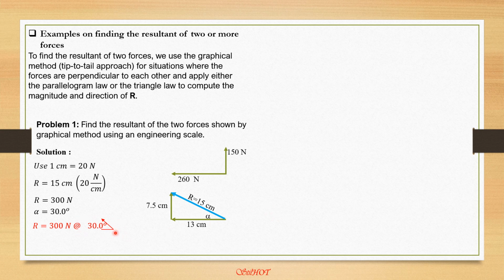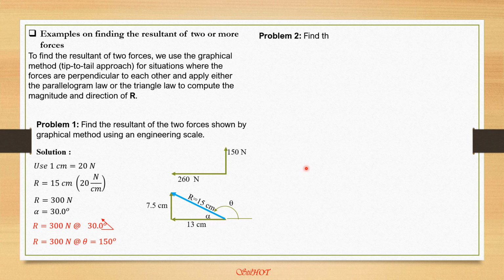Or you may also answer in this way. Because the resultant is a vector, you have to indicate the direction, so 30 degrees. So it may also be 300 newtons at theta equals 150 degrees. So there's no more question if it is reckoned from the positive x-axis. So that's the other way. So R is 300 newtons at theta equals 150 degrees, where 150 degrees is 180 minus alpha.